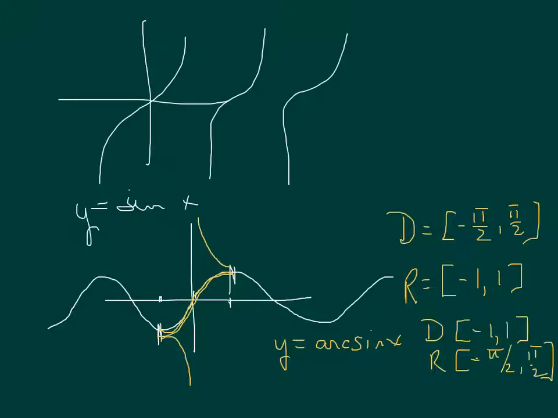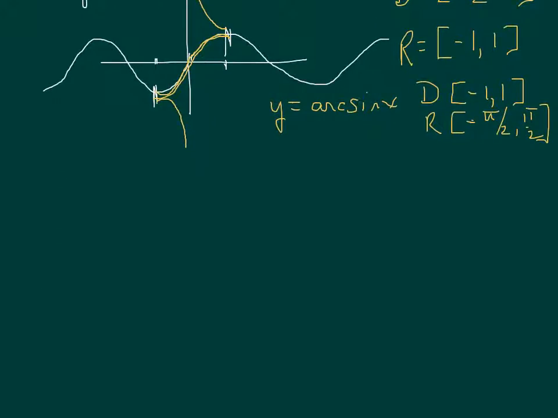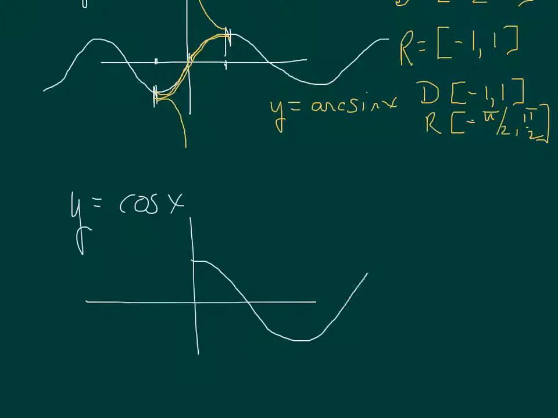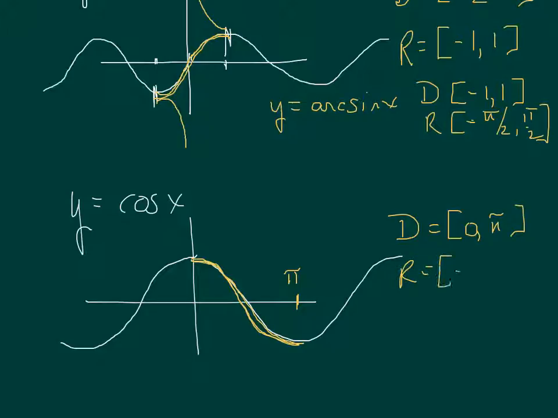Now let's look at the restriction for the cosine. Okay, so if we graph that real quickly, it looks like this. Where did we restrict the cosine? Can we use negative pi over 2 to pi over 2? Zero to pi. And then we're looking just from here to here. So if the domain here is 0 to pi, the range is still what? Negative 1 to 1. For the inverse cosine, our domain is negative 1 to 1, and the range is 0 to pi.